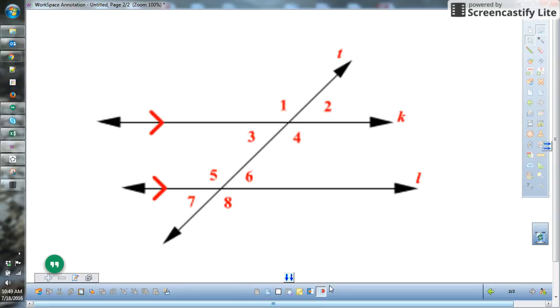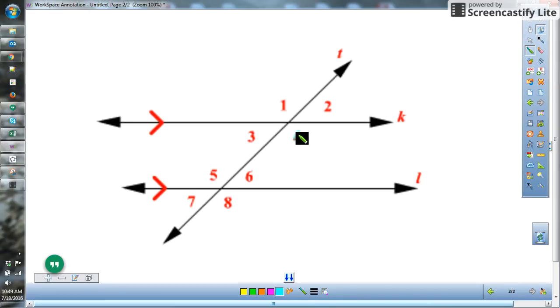Now, in this video, I'm talking about one relationship of all these angles that are in this diagram here. There are 8 angles here, and there are many relationships that we have defined between these 8 angles, but right now I'm only going to be talking about consecutive interior angles. Consecutive interior means that they are right next to each other and they are on the inside of the parallel lines.